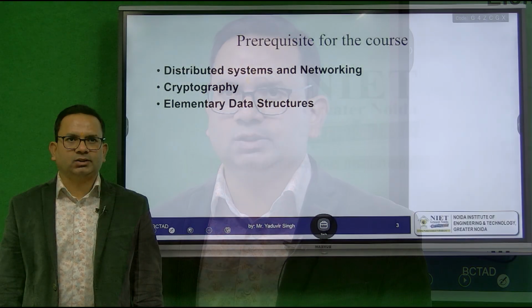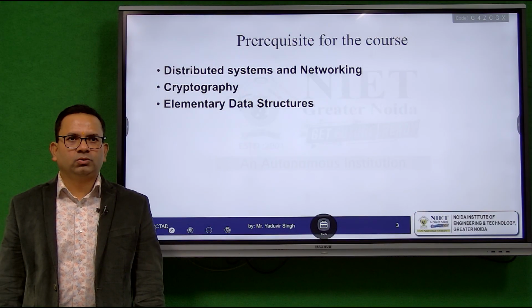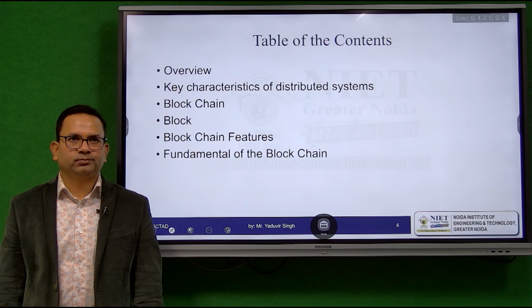Then cryptography. If you are talking about cryptography, crypt means secret and graphy means writing. If you are doing something in a secret way, then cryptography is the basic fundamental aspect. And if you are dealing with this, you should have basic data structures known to you. So, these are the prerequisite requirements with reference to this course.